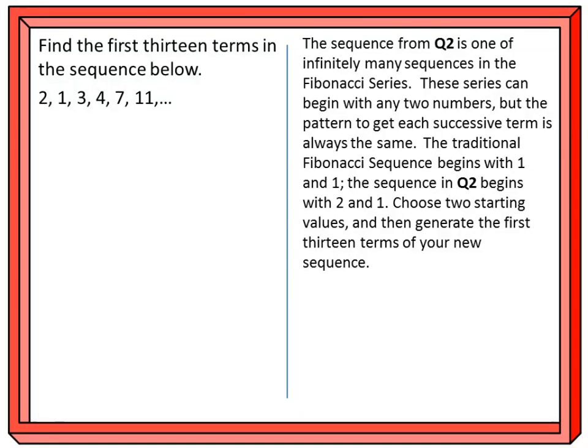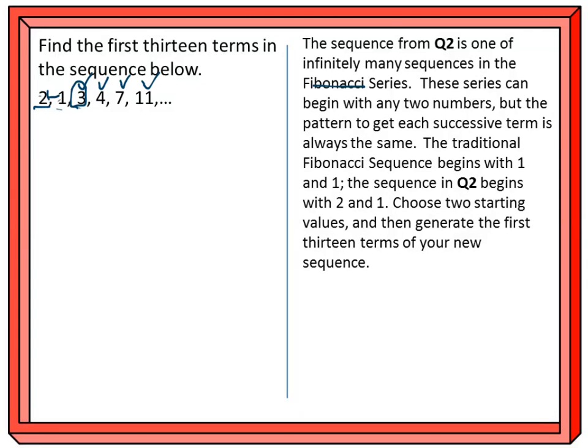So on the left-hand side here, we're finding the first 13 terms in the sequence that's below. And this sequence is taken from the same kind of pattern as the Fibonacci sequence. So the pattern there is, in order to get one of the terms of the sequence, you have to add up the two that come before it. So 2 plus 1 gives me that 3. 1 plus 3 gives me the 4. 3 plus 4 gives me the 7. 4 plus 7 gives me 11, and so on.